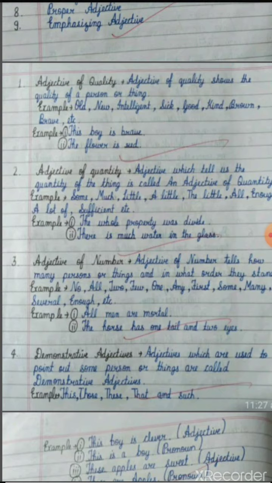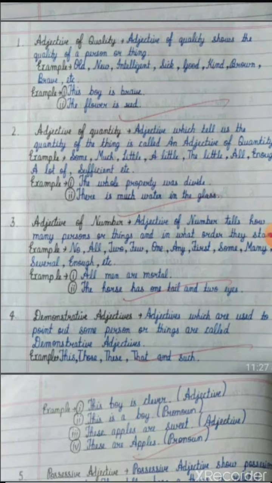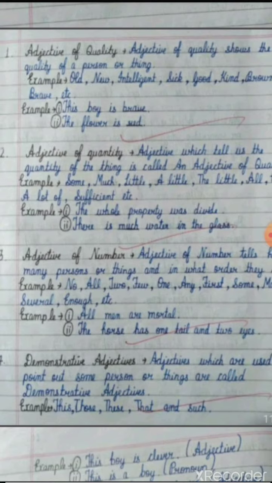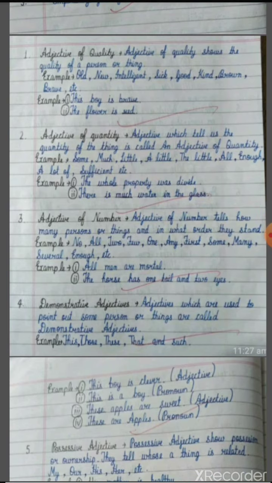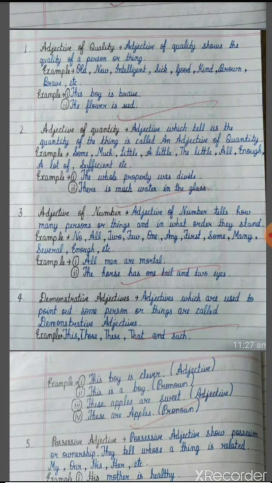Second example: the flower is red. That means here the quality of the flower is red. It is in red color. Second, adjective of quantity. It tells about the quantity. An adjective which tells us the quantity of a thing is called an adjective of quantity.